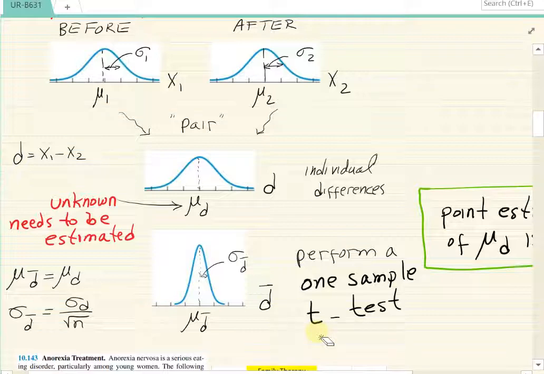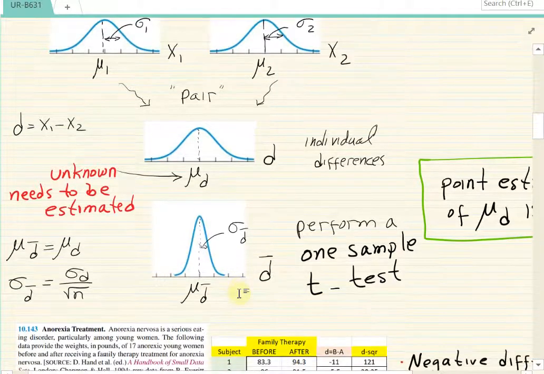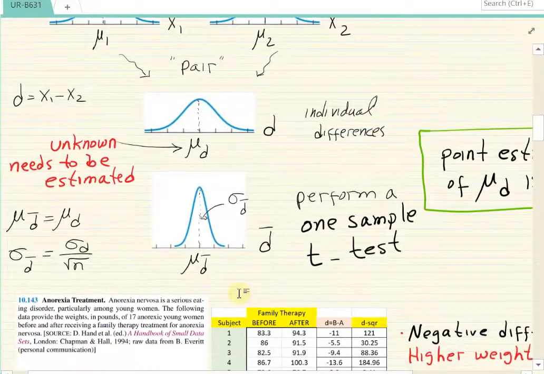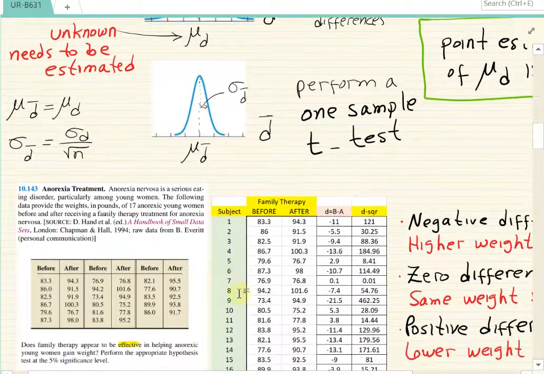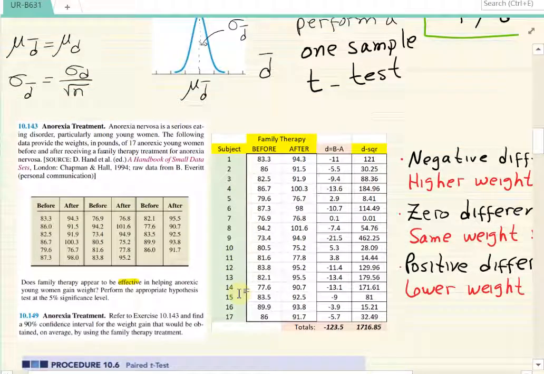So the effect of differencing between the two before and after scores is to create one sample. We in effect reduce it to just a sample with just differences, and then we're going to do a one sample t-test on those differences. Now I'm going to actually show you how this is done, and of course we're going to do this in Minitab.